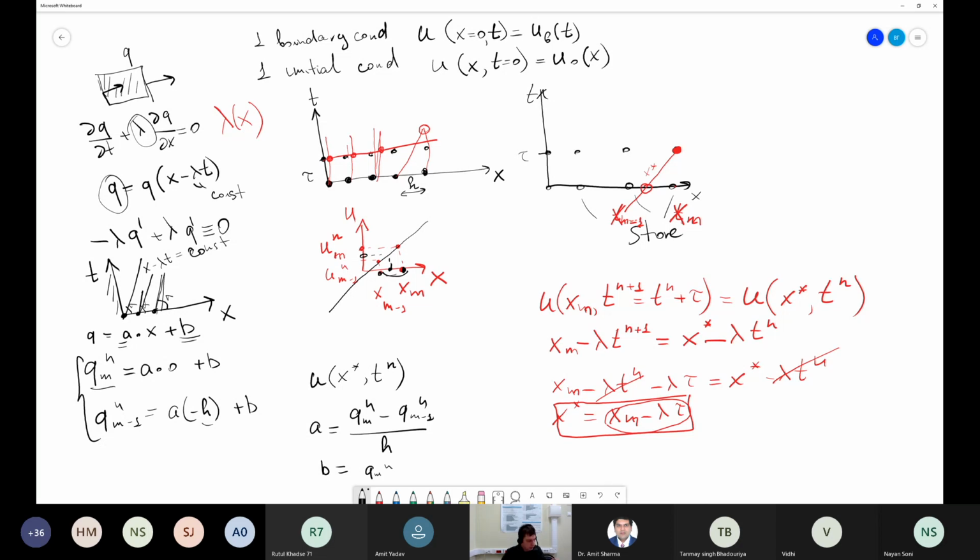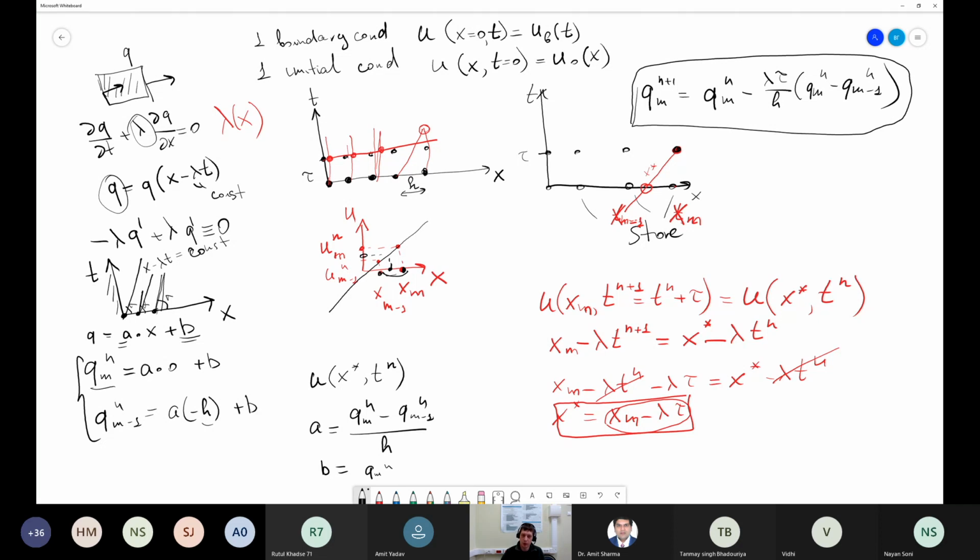And finally, we obtain the formula: Q at this point at the next time layer is equal to the previous value at the same point minus lambda tau divided by h, times Q m n minus Q m minus 1 n. This is a procedure of updating values at the next time layer. We can go from left to right and update all values using this procedure, and then repeat it and calculate the solution after the time 2 tau, 3 tau, etc., till T capital. So we cover the whole theory.